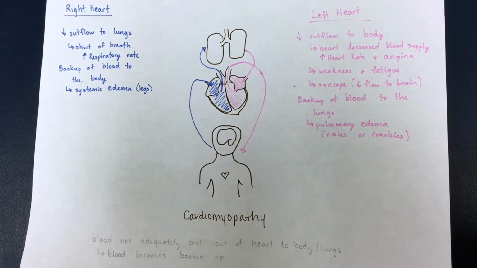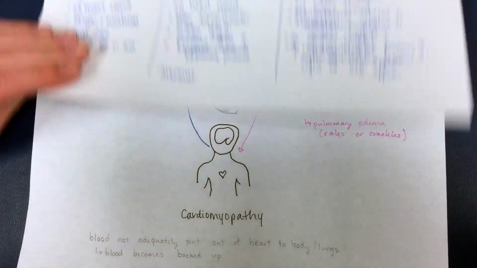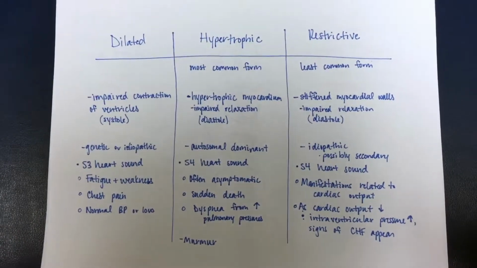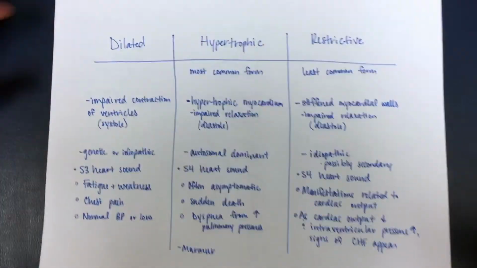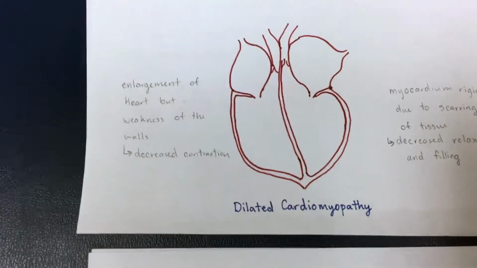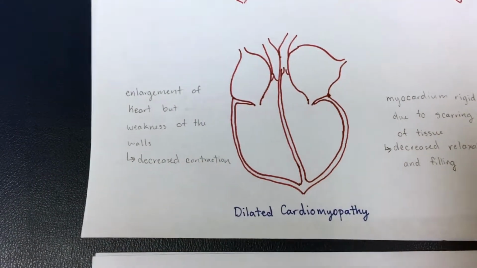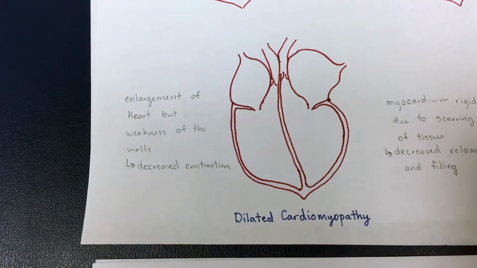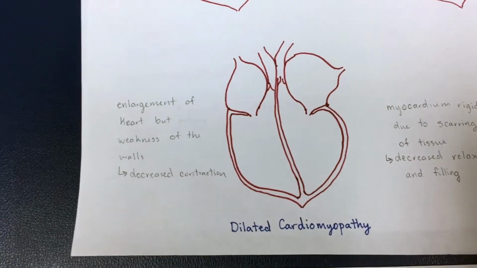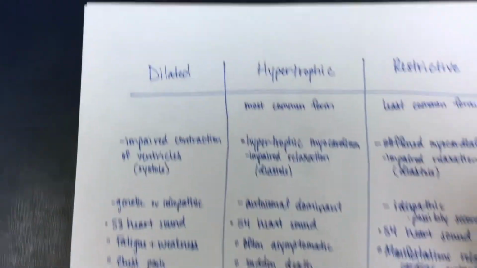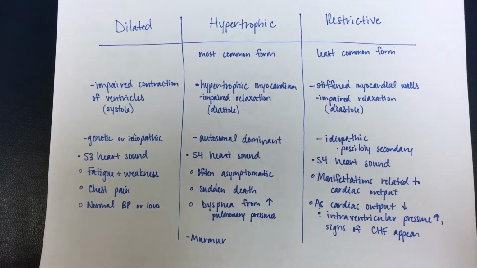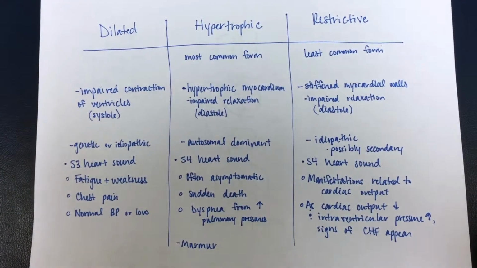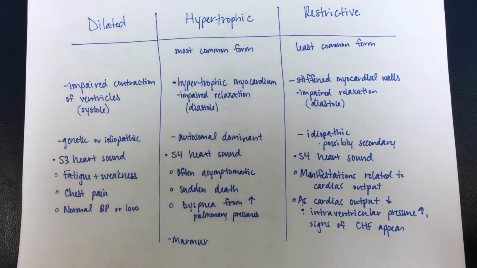So we're going to break down how we can define cardiomyopathy. So first we're going to talk about the dilated cardiomyopathy. And this is an enlargement of the heart, but the vessels or the walls around the heart are still weak. So that's going to have a decreased contraction. And so there's blood still left in the heart that isn't pumped out. And this is going to be seen in systole most often.